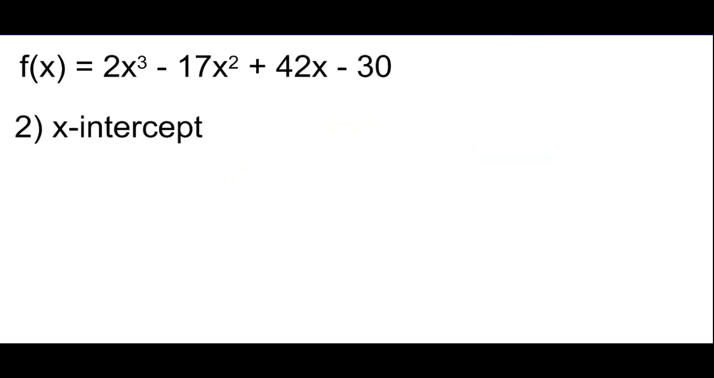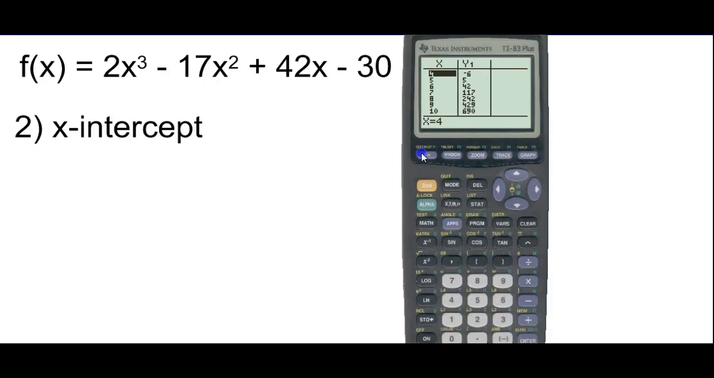Alright, so for the x-intercept, for f of x equals 2x cubed minus 17x squared plus 42x minus 30, that's a pretty complicated equation, so I want you to graph it. Just put it into y equals, then graph it. Here we want the x-intercept, that's where the graph crosses the x line. In this case we have 1, 2, and 3.